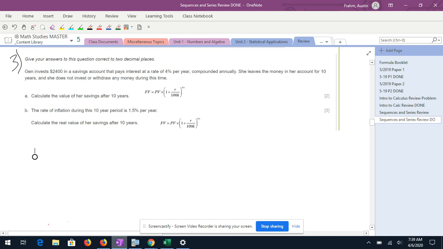Okay, for number 3, it says Jen invests $2,400 in a savings account that pays interest at a rate of 4% per year, compounded annually. She leaves the money in her account for 10 years. She does not invest or withdraw any money during this time. Letter A, calculate the value of her savings after 10 years.